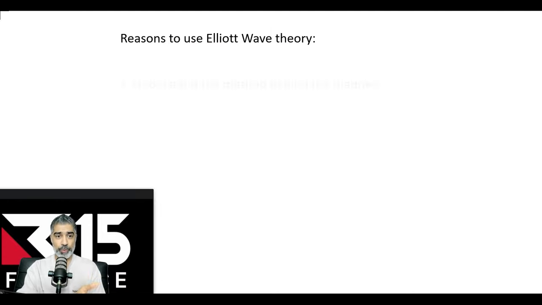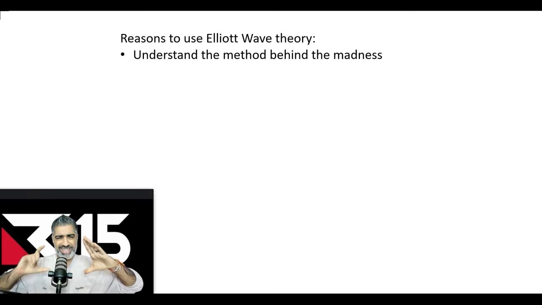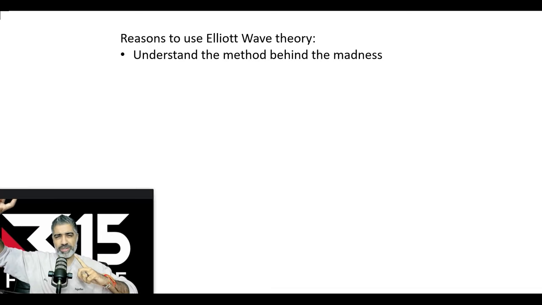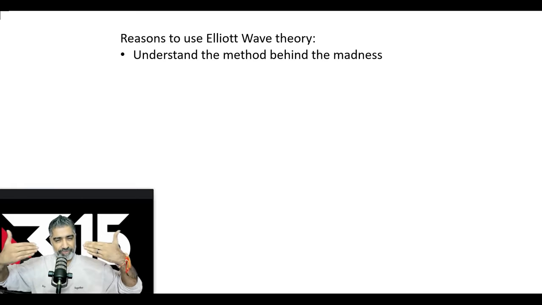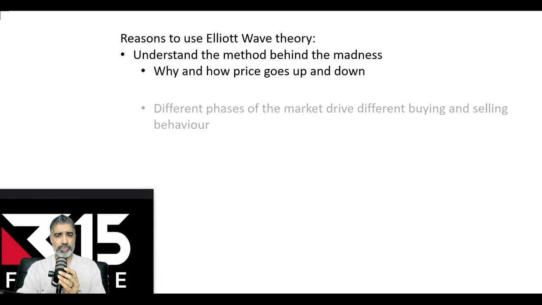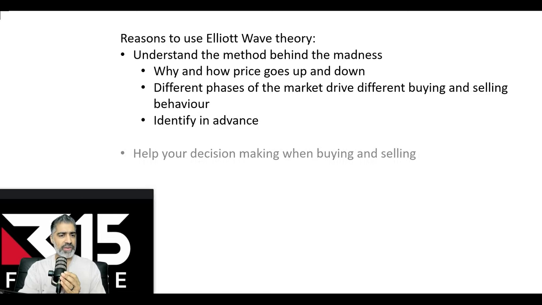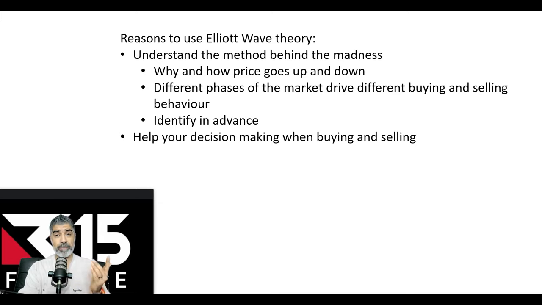So, reasons to use Elliott Waves. Understand the method behind the madness. Because I'm going to jump into a live example with Solana, how we pegged it down at $26 and then it exploded to $260. But we can only ever do probabilities and never certainties. But it's really identifiable in advance, and the probability of it happening is relatively high. So we can understand the method behind the madness, why and how the price goes up and down, the different phases of the market, and it drives different buying and selling behavior. Really, really important. We want to identify in advance, to help your decision making, buying and selling.